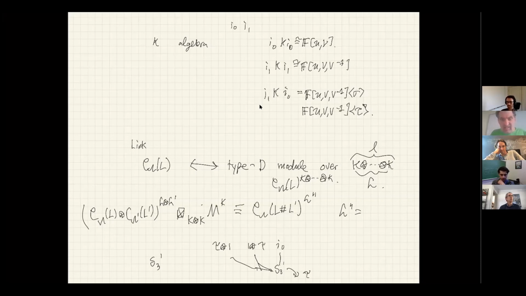Is there a topological way of describing what MK is? I mean, it's just an algebraic thing. I think if you set up the whole theory, tautologically, it'll be the thing for a pair of pants, like S1 times a pair of pants.